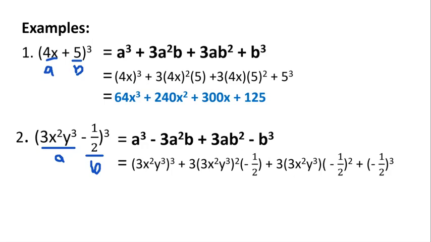Kaya magiging the quantity of 3x squared y cubed to the power of 3 plus 3 times the quantity of 3x squared y cubed to the power of 2 times negative 1/2 plus 3 times the quantity of 3x squared y cubed multiplied to the quantity of negative 1/2 squared plus negative 1/2 cubed.